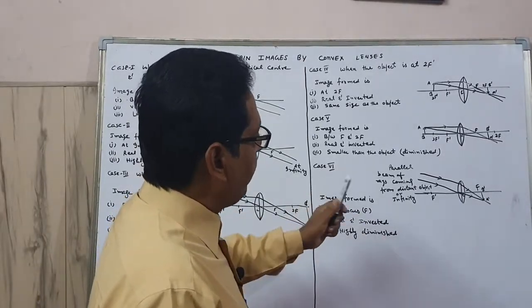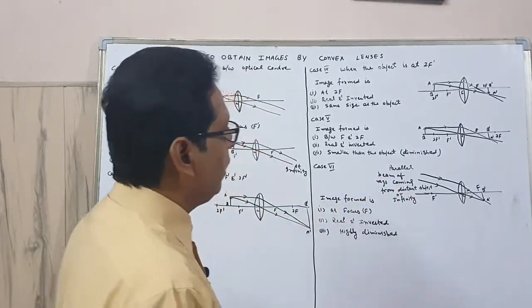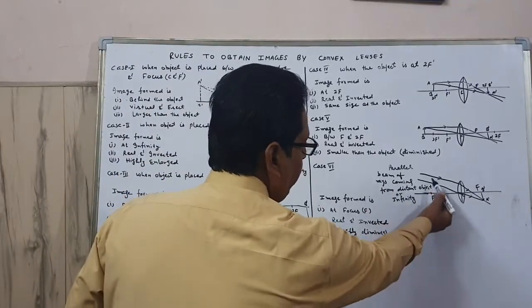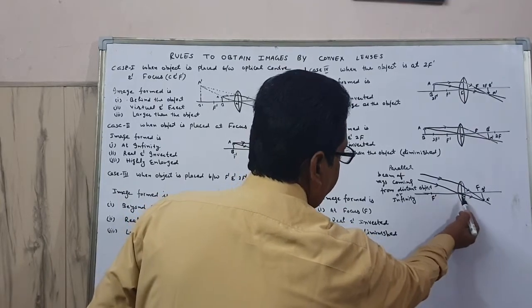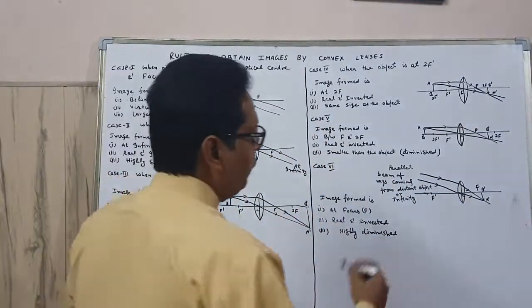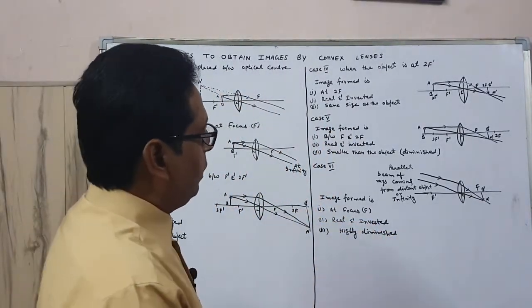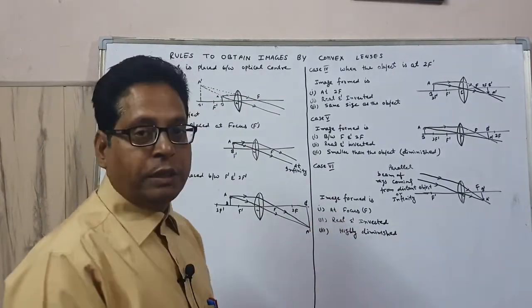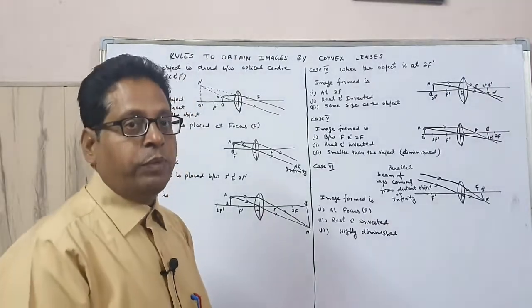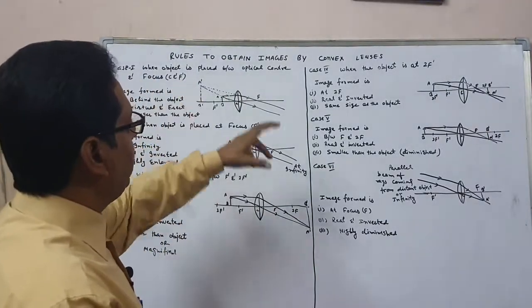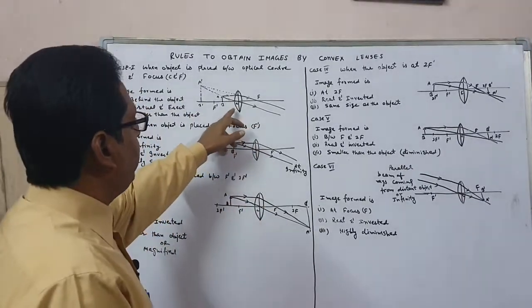The last case is when the object is at infinity, a distant object. For a distant object, what do we get? Rays come from infinity, after refraction pass through this point, and one ray passes through the optical center, and they meet here. So the image formed will be at the focus, real and inverted, and highly diminished. This is the image formation as the position of the object changes from between C and F to infinity.